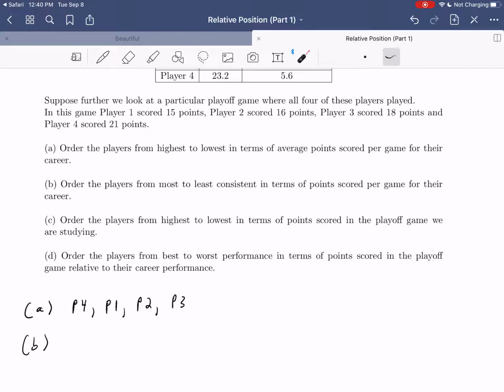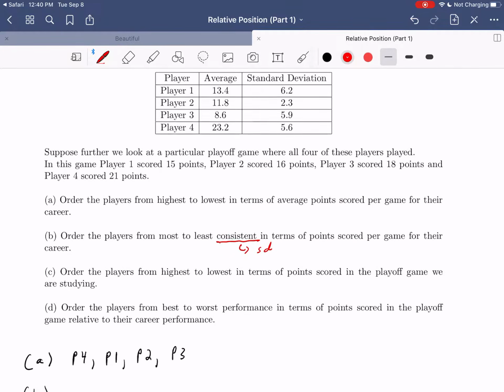So we're looking at most to least consistent. And remember, we discussed that for consistency, you can measure that with the standard deviation. Remember, a high standard deviation means lots of variability, which means being inconsistent. A low standard deviation means very little variability, which means being very consistent.